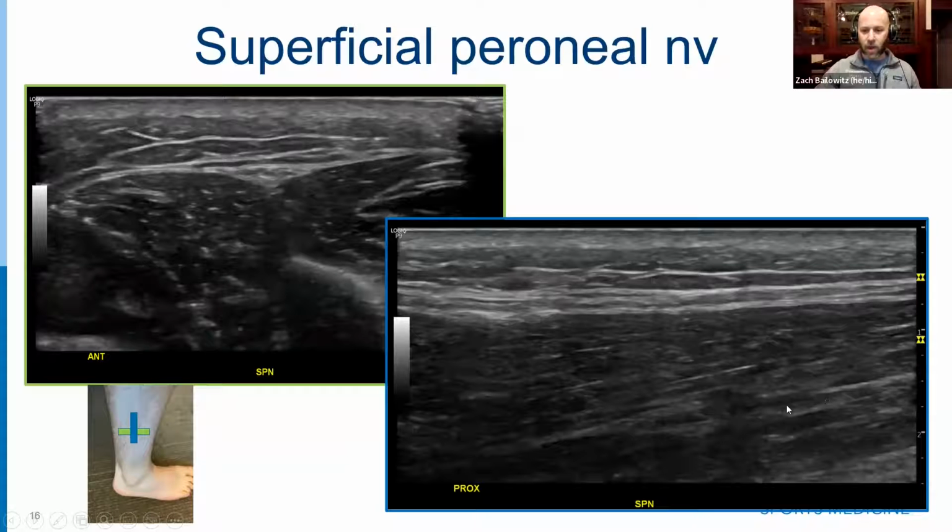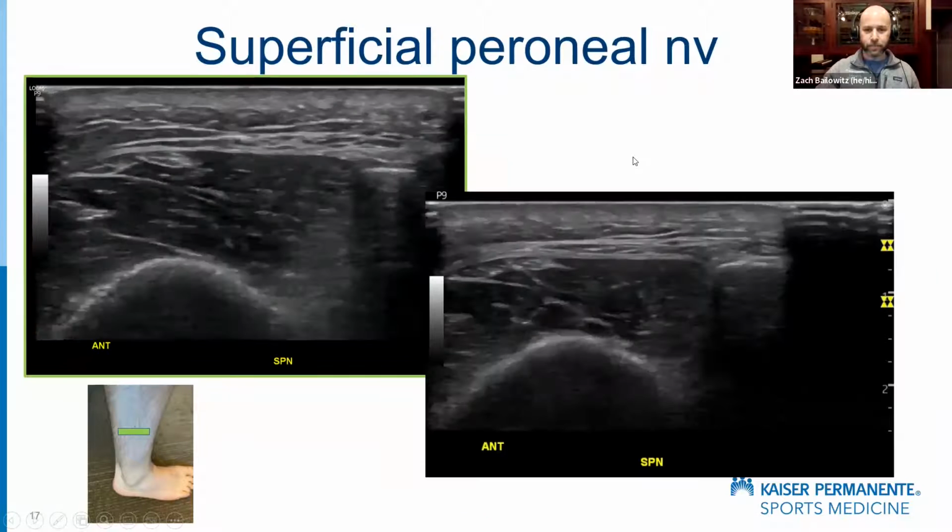And then if we look in long axis, I tried to highlight the crural fascia, but you can see in long axis proximally, the nerve is deep or underneath that crural fascia, and then it pops out and becomes superficial. And again, that's important because this can be an entrapment site for the superficial peroneal nerve. So it's a place that you want to spend some time and evaluate.